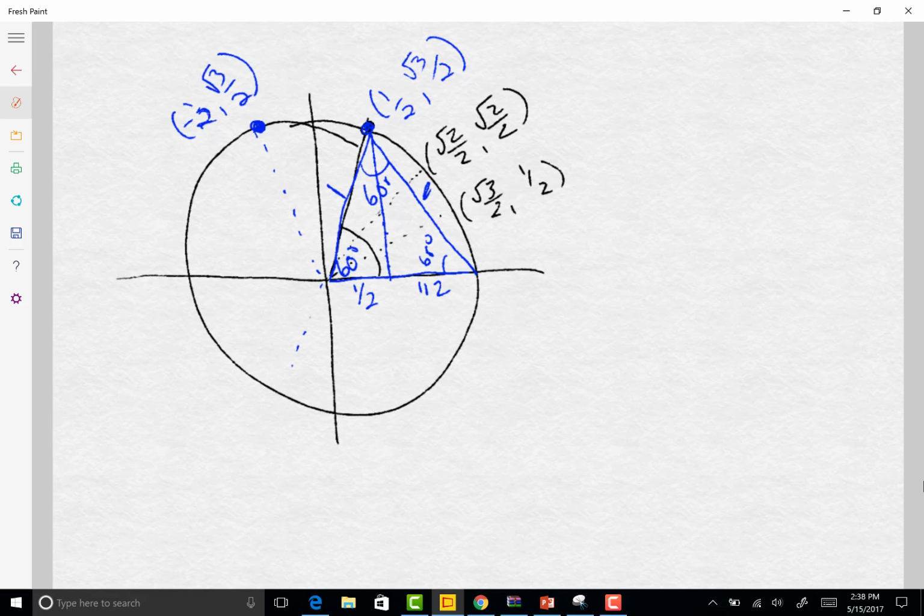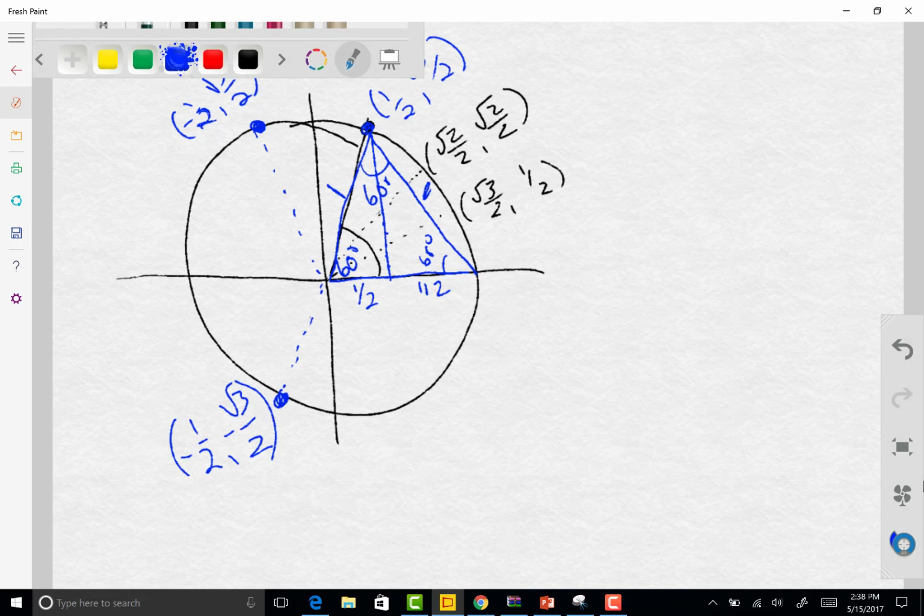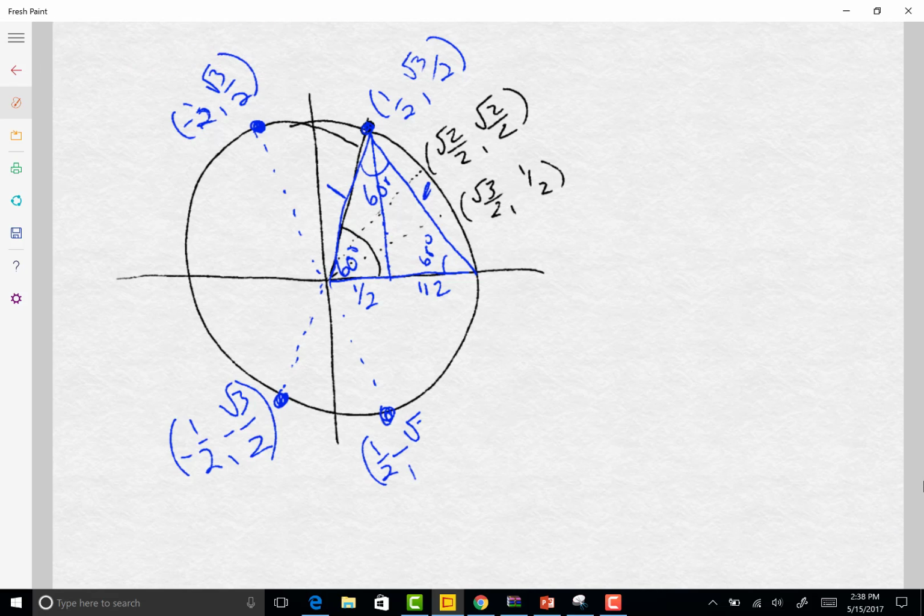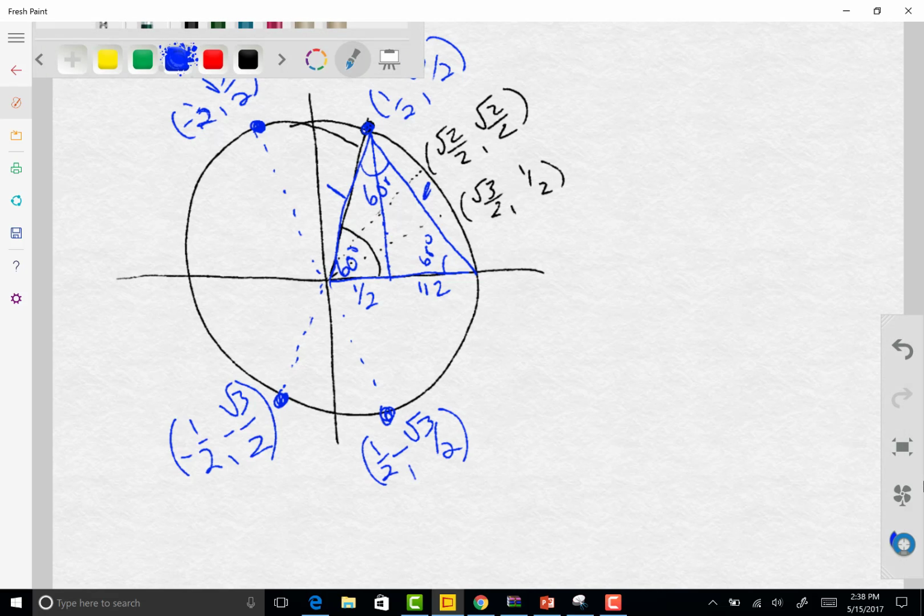This point down here would be minus 1/2, minus the square root of 3 over 2. This point right here would be positive 1/2, minus the square root of 3 over 2. And now we found all the points on the unit circle for the major angles that are related to 45 degrees, 30 degrees, and 60 degrees.